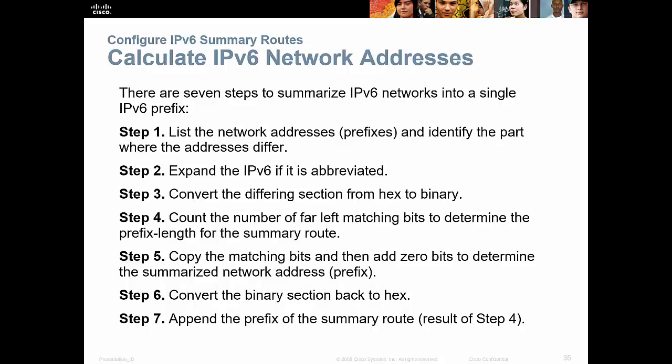Once you've identified the section that differs, convert that section from hexadecimal to binary to really pinpoint where it's changing. And then count the number of matching bits from the far left to determine the prefix length of the summarization route, or the summary route. Copy the matching bits and then add 0 bits to determine the summarized network address, or the prefix. Once you're done with that, convert the binary section back to hexadecimal, and then append the prefix length of the summary route. So what you got in step 4 is what the new prefix length will be.